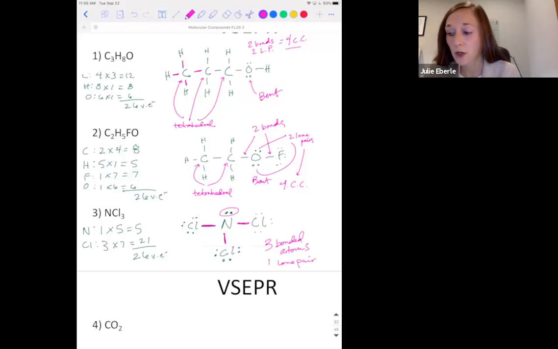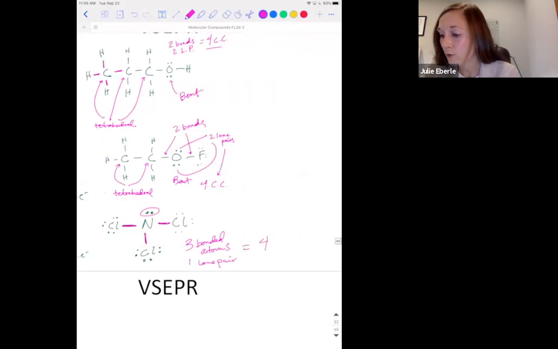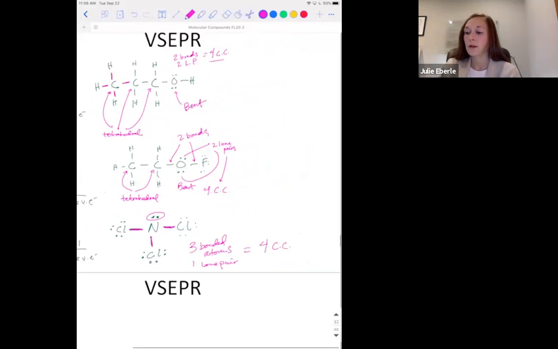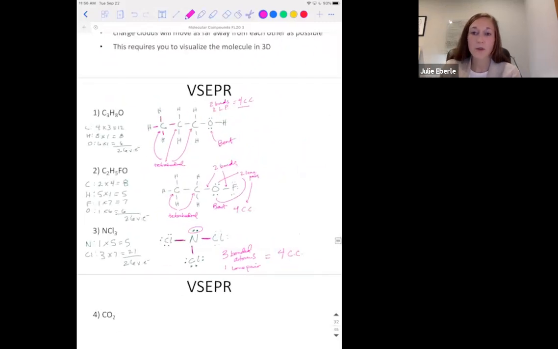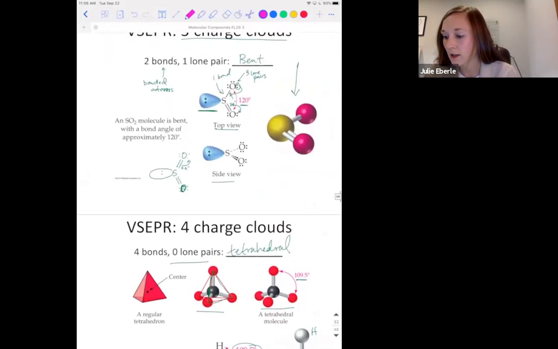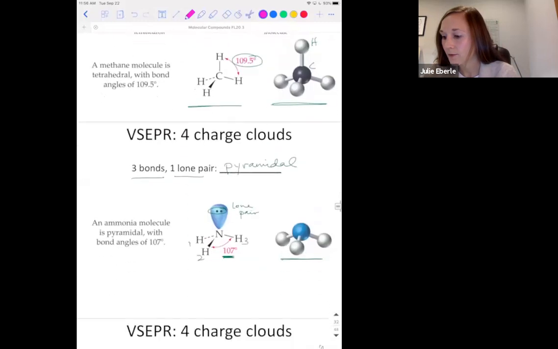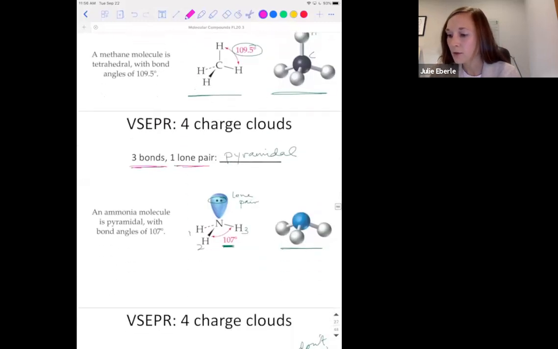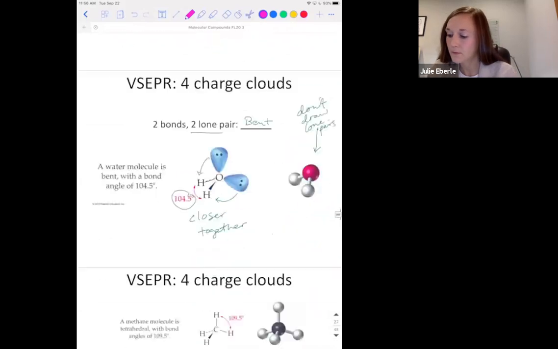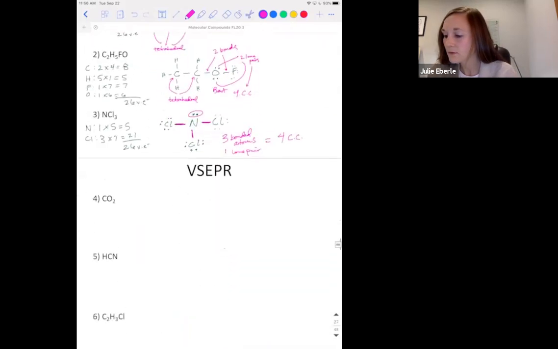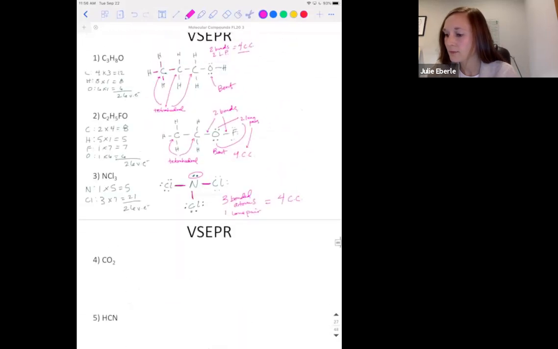Remember, all of these things are charge clouds. So that means we've got 4 charge clouds. So what do we name something that has 3 bonded atoms, 1 lone pair, and it adds up to 4 charge clouds? And if we go back and look at the table, right here: 3 bonded atoms, 1 lone pair, we call that pyramidal. So this nitrogen right here is pyramidal. Okay, any questions on how we did that?